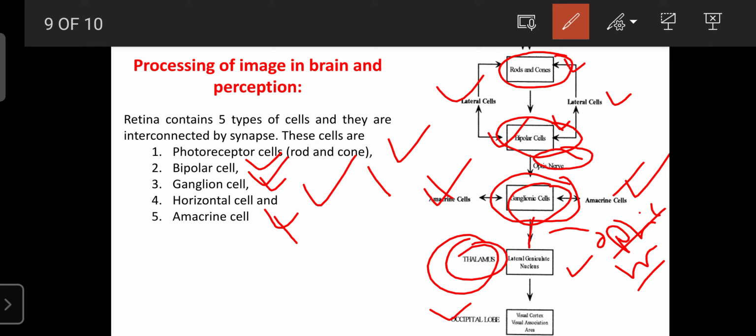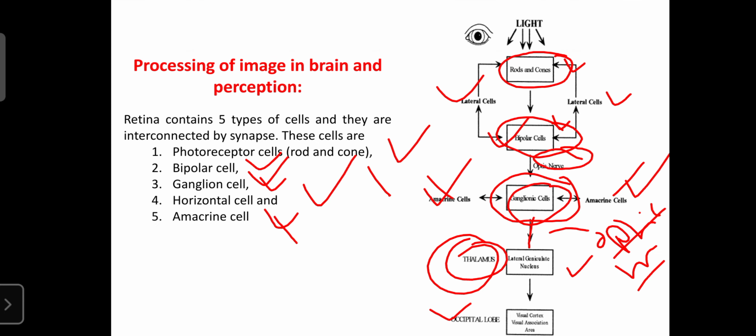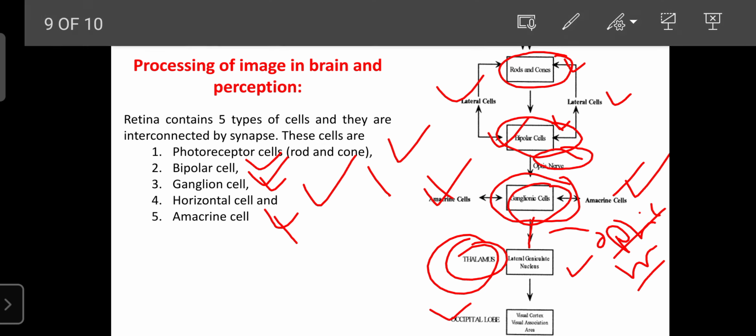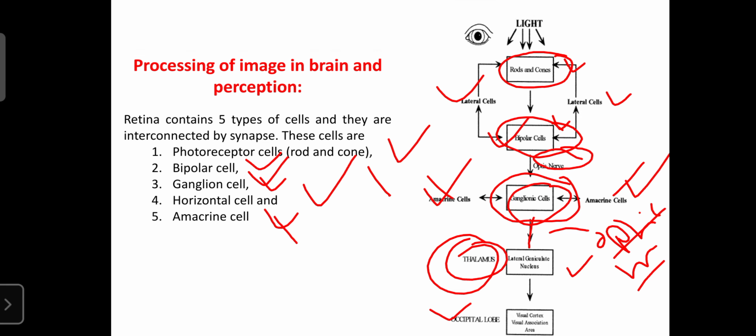That recognized image then reaches the different parts of the brain, so then only can we recognize the object. So this is known as the processing of the image in the brain as well as perception. It is done with the help of the different types of cells present in the retina, with the help of the thalamus, as well as the occipital lobe.